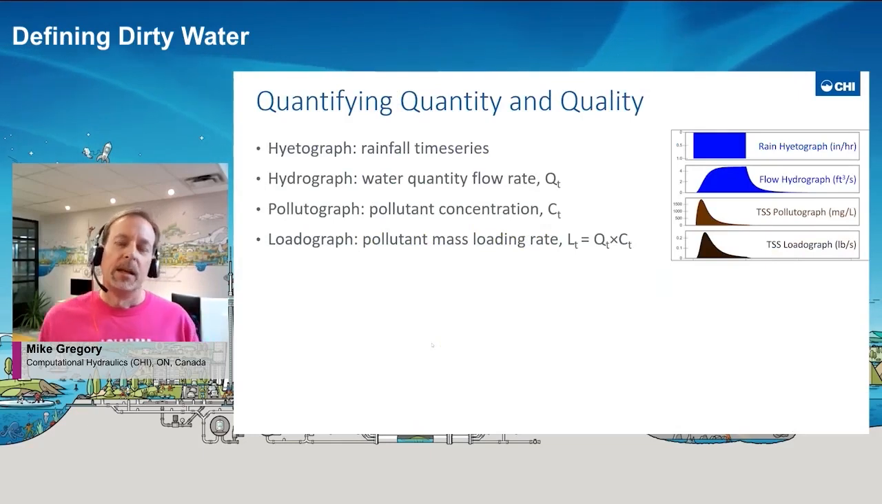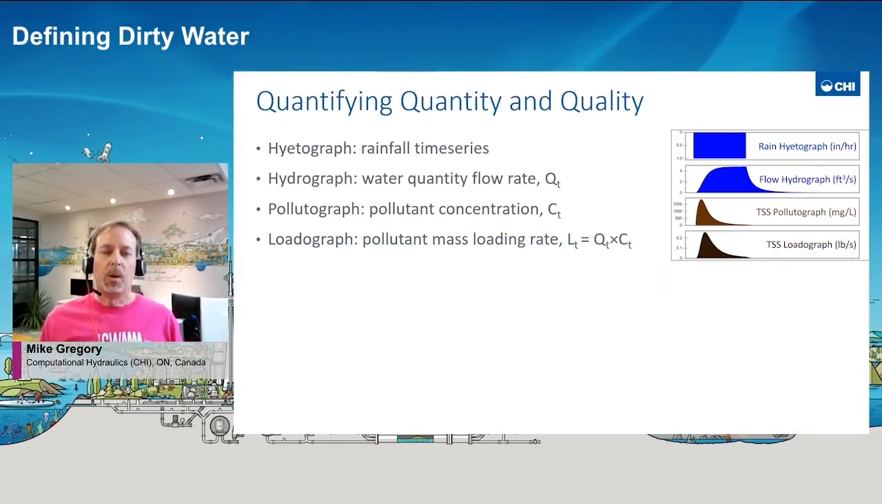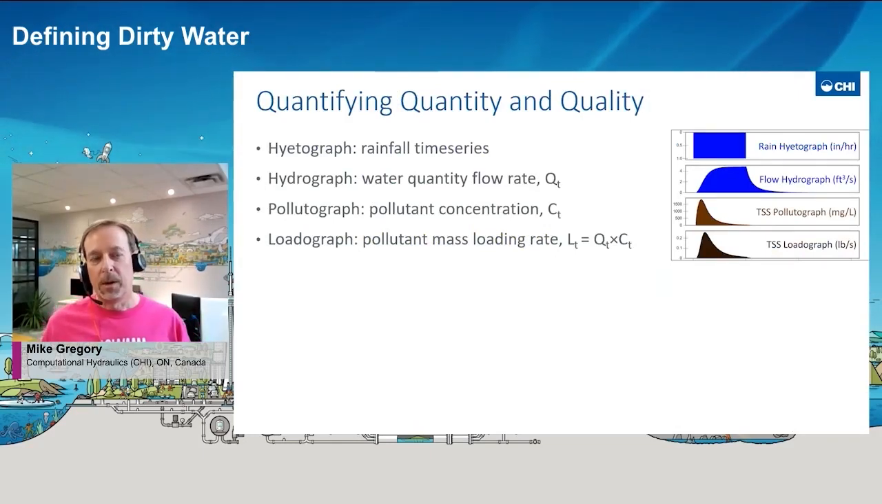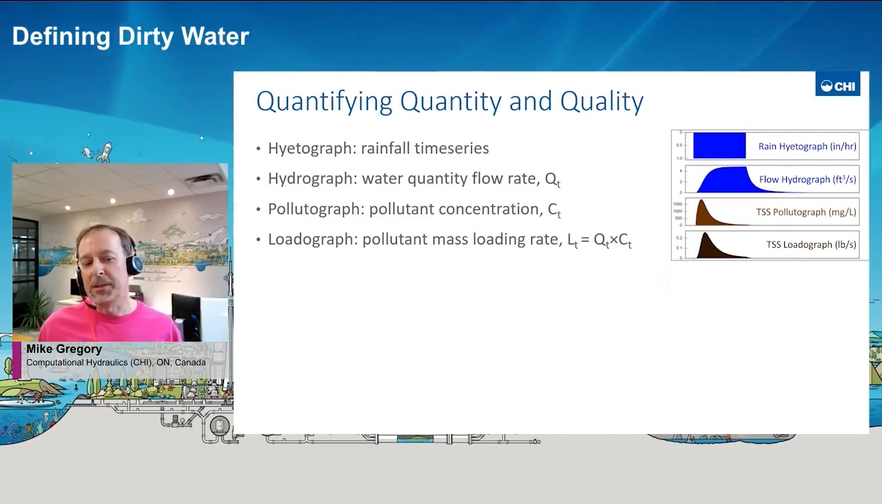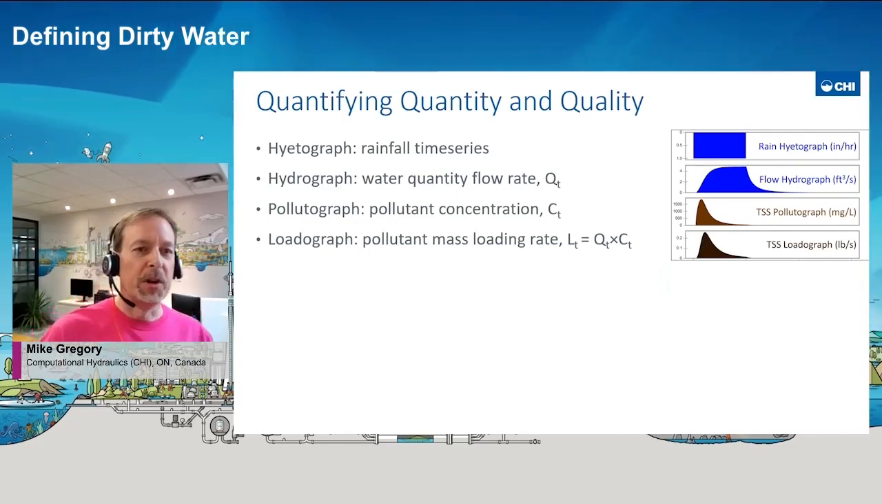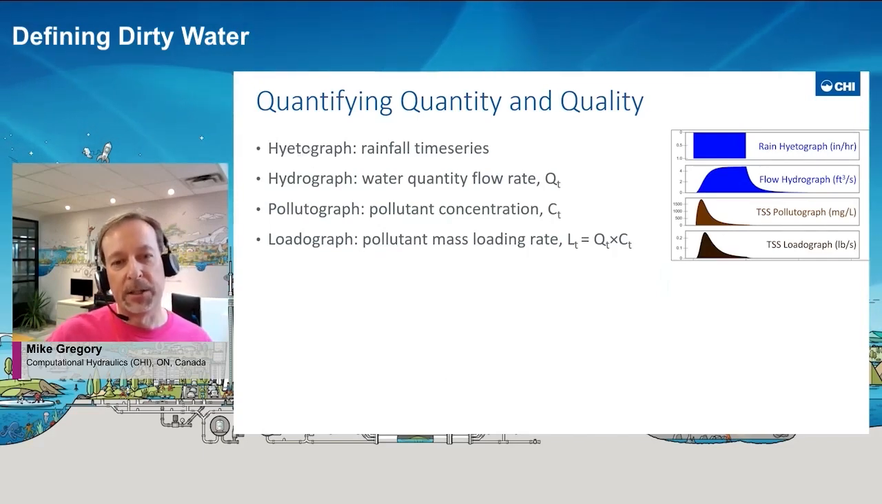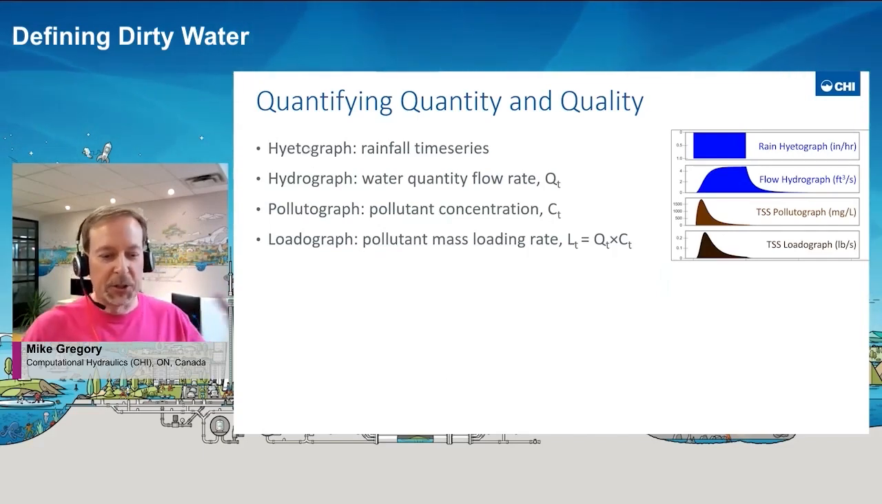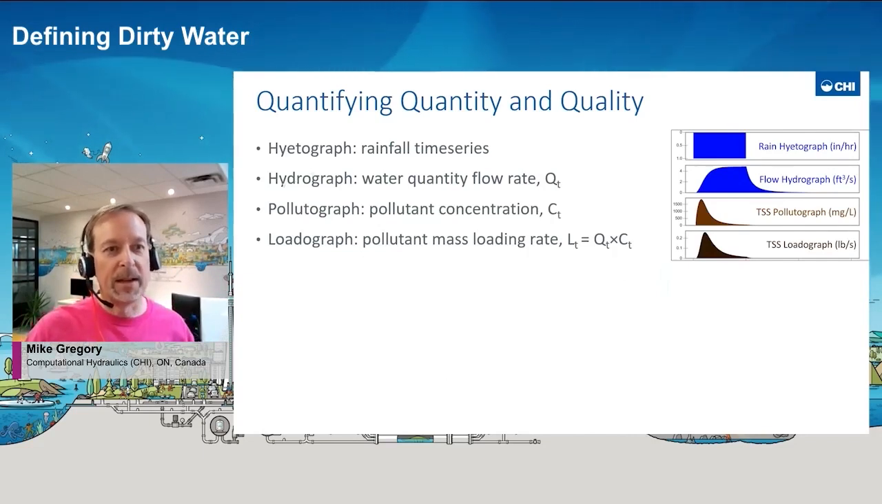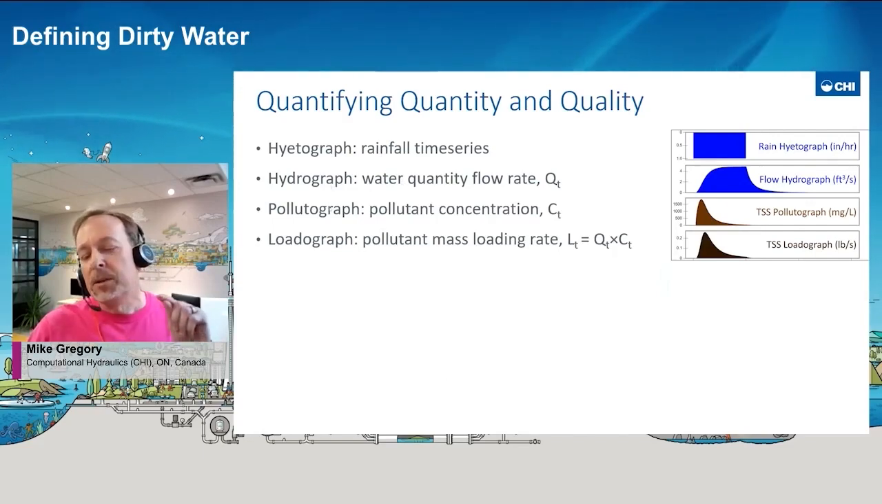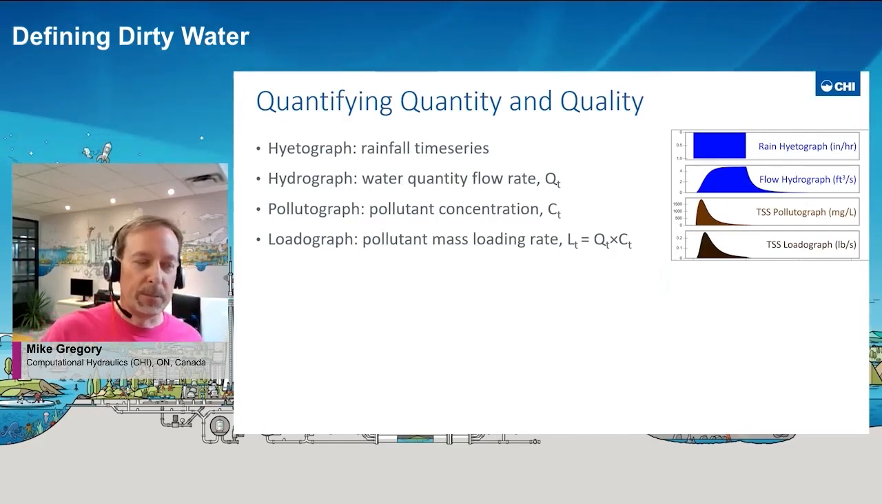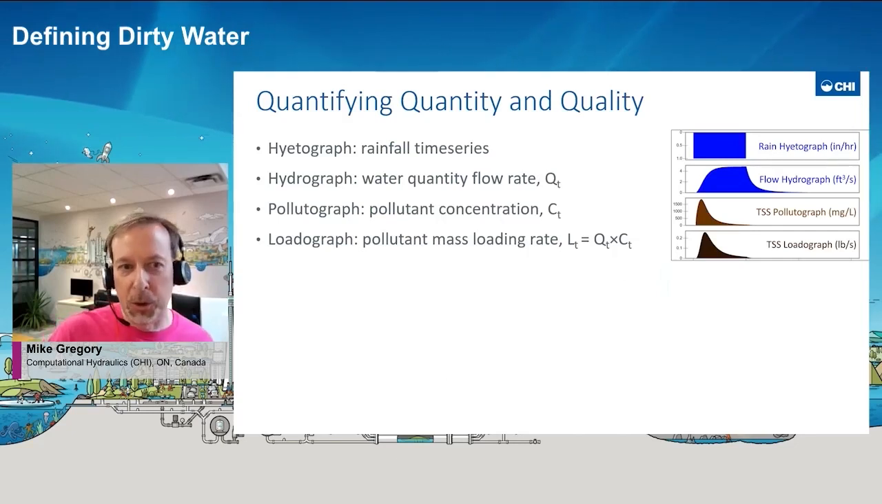Okay, now if you're in a quandary about quantifying quantity and quality, maybe it's because we like to throw out special terms and terminology for these different plots and things. The rainfall hyetograph is the rain that stimulates and stirs up things, creates the runoff. We call that a hydrograph, water quantity. Rainfall hyetograph, water quantity hydrograph. And then for pollutant concentration, many of us like to call that a pollutograph.